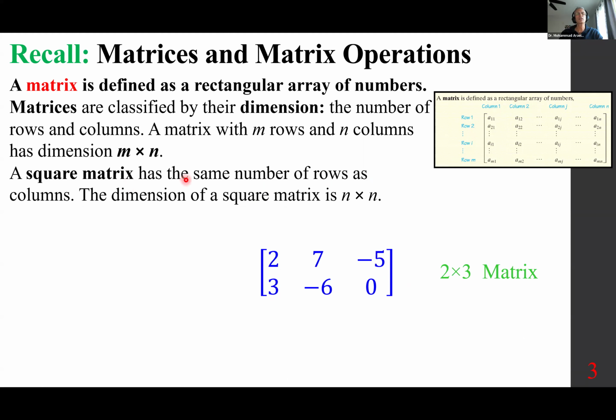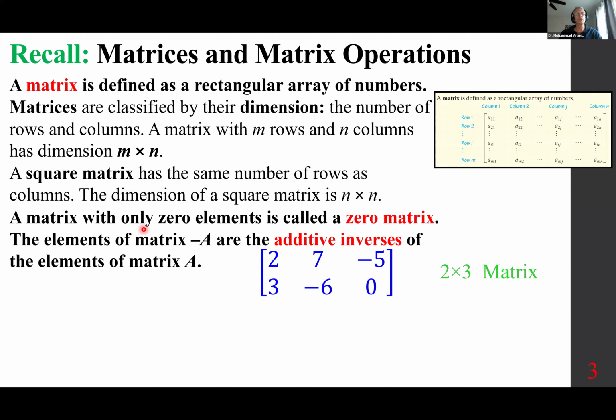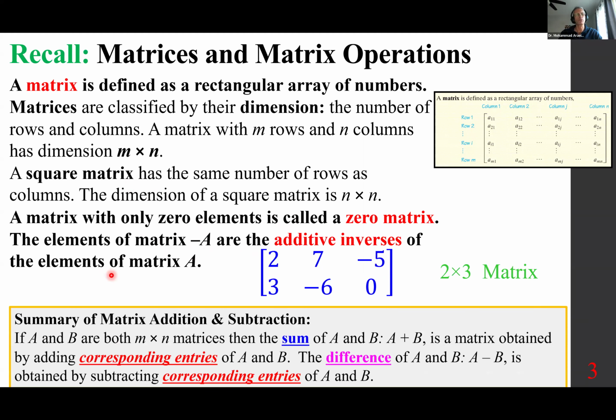A square matrix has the same number of rows as columns. The dimension of a square matrix is n by n. A matrix with only 0 elements is called a zero matrix. The elements of matrix minus A are the additive inverses of the elements of matrix A.